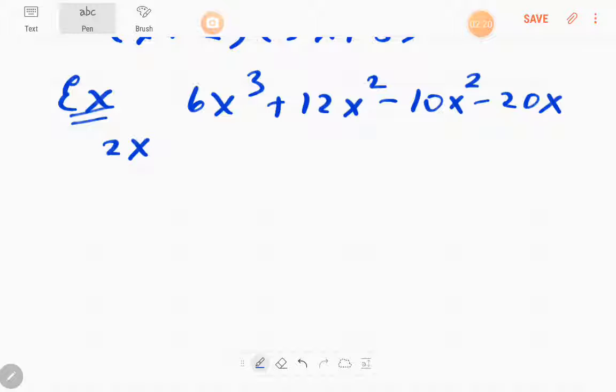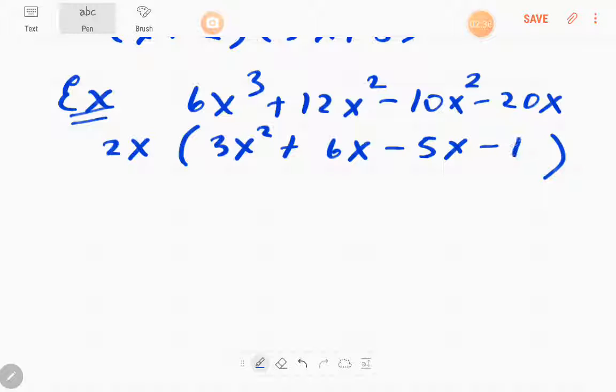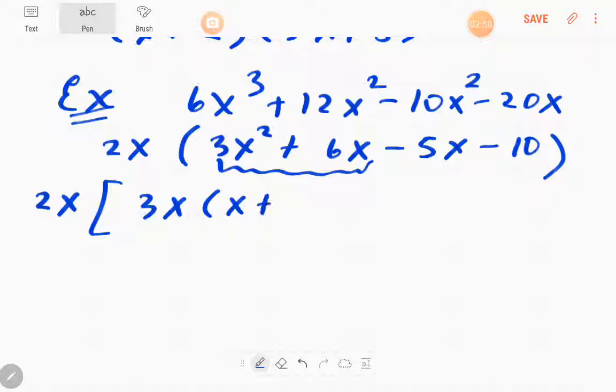So we have 2x, then a parenthesis, and then divide 2x into each term. So we have 3x squared plus 6x minus 5x minus 10. Here we're going to keep the 2x on the outside and perform greatest common factoring on those first 2. So we would get 3x on the outside, and then we have x plus 2.